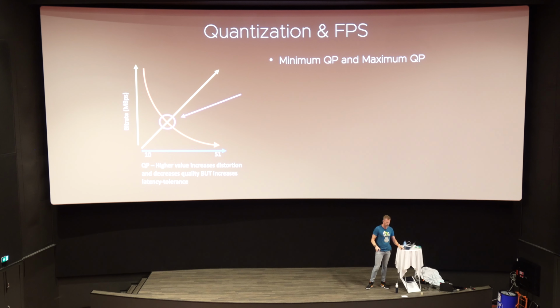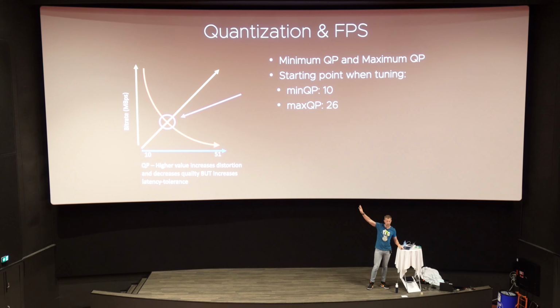So we have two values that are important, min QP and max QP. Starting point, always a great starting point when you start tuning, set them to 10 and 26. By default, they're 10 and 36, which means that it automatically will generate more compression even if it's not necessary.